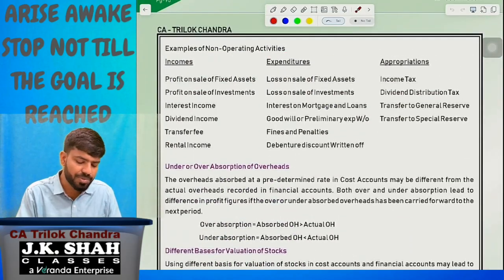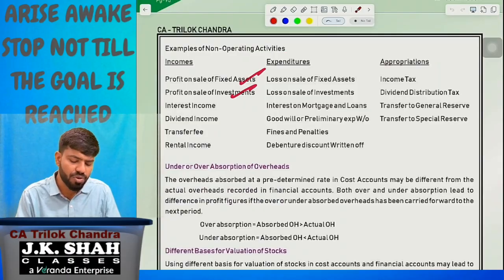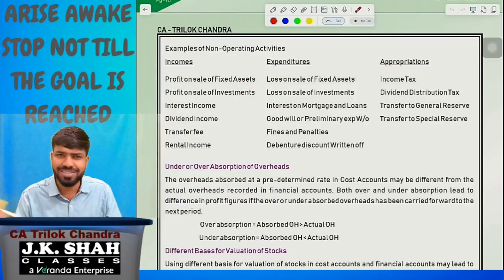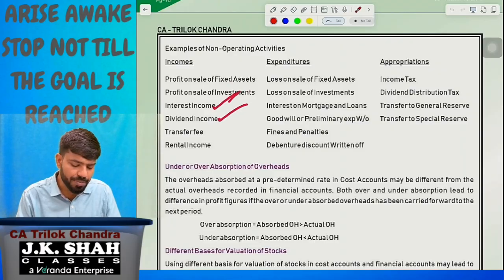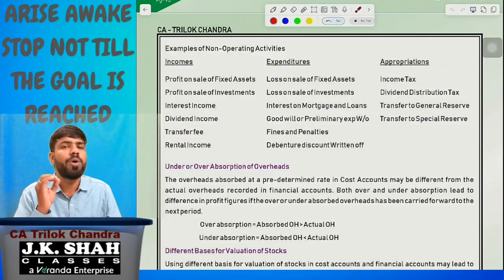Now, I have given examples for the non-operating activities. What are the examples? Incomes: profit on sale of fixed assets, profit on sale of investment, interest income, dividend income. Let me clarify the transfer fee. Many people have doubts on this transfer fee. What is this transfer fee?